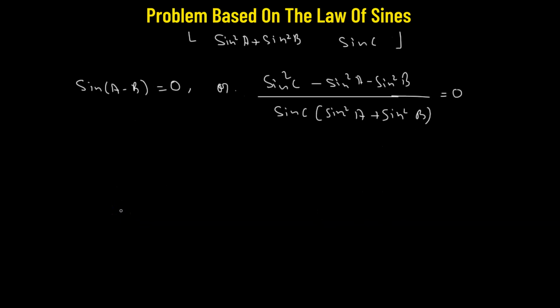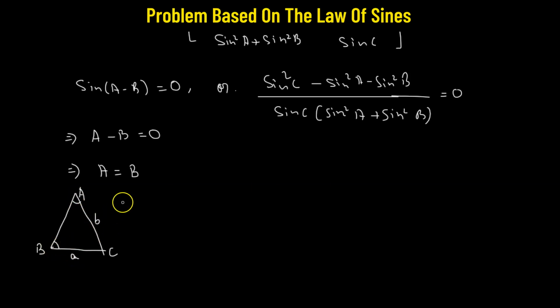Now that we have sine(A minus B) equals 0, this clearly means that A minus B must be equal to 0. If A minus B equals 0, then angle A equals angle B. Clearly think about this: we have a triangle with angle A, angle B, angle C. We have found that angle A equals angle B. So the side opposite to angle A, which is a, and the side opposite to angle B, which is b, must be equal. So a equals b as well. This means that the triangle is isosceles. So we prove one part.